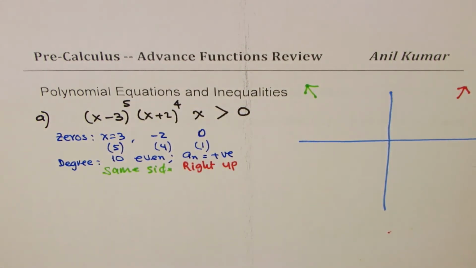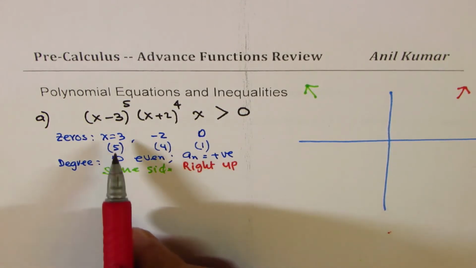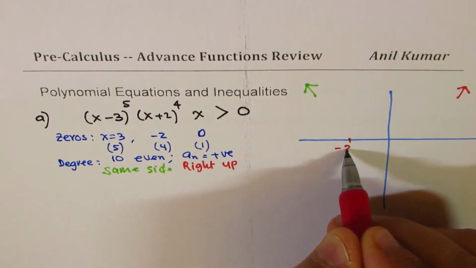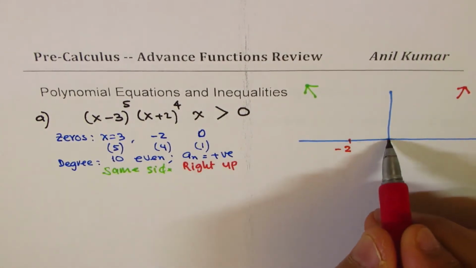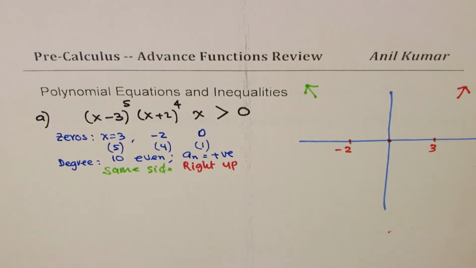And now let's mark the zeros. So zeros are at minus 2, and let's say this is minus 2 for us. And then we have one at 0, and let's say this is 3 for us. These are my 3 zeros. Now at each zero, let us mark the type of zero it is, right? So what type of zero it is?